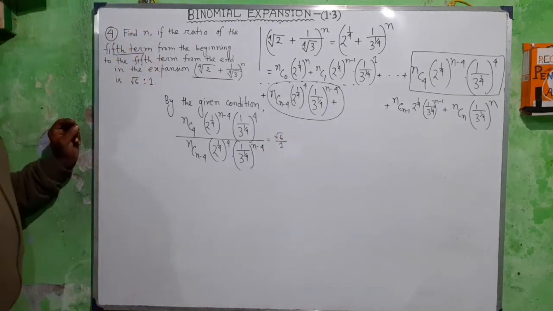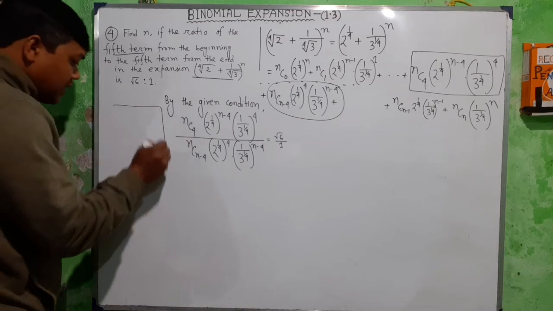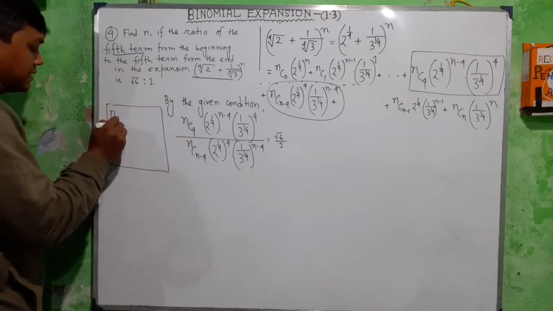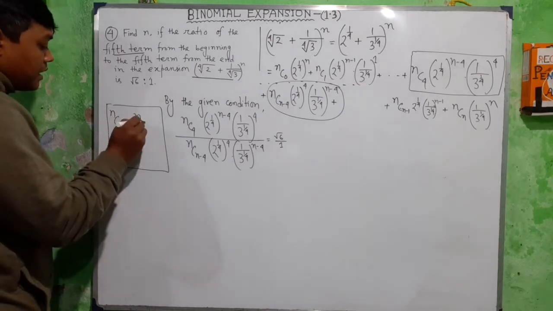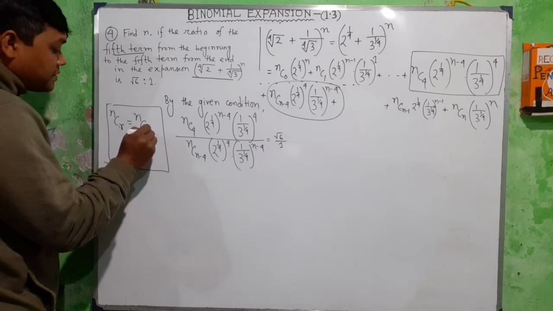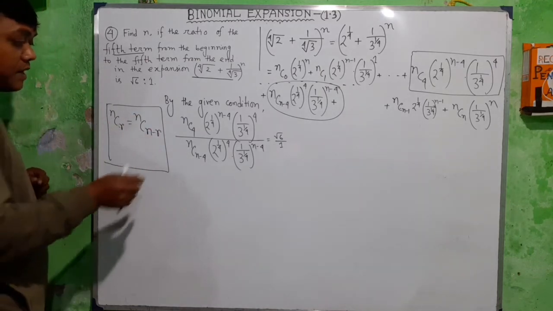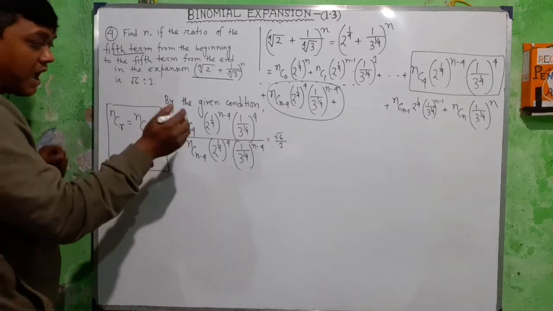Now if you recall the result, what about the value of nCr and nC(n-r)? Both values are the same. We have already discussed this in the previous class, and if you write down the expression, both are the same. So nC4 and nC(n-4) both are the same, so this can be cancelled.